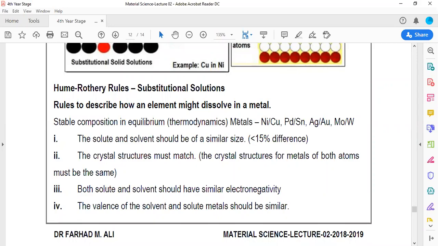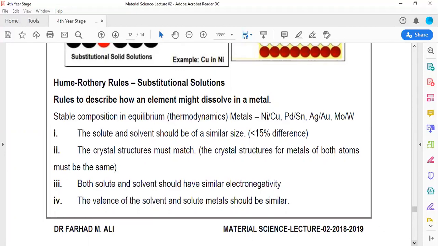Of course, the second point, what we're saying, the crystal structure must match. Yani, the structure of these two atoms, when they exist as an alloy, should be close to each other, matching each other. Matching, يعني شلون يتوافق معه ويتطابق معه. The crystal structures for metals of both atoms should be the same, and not having different structures.